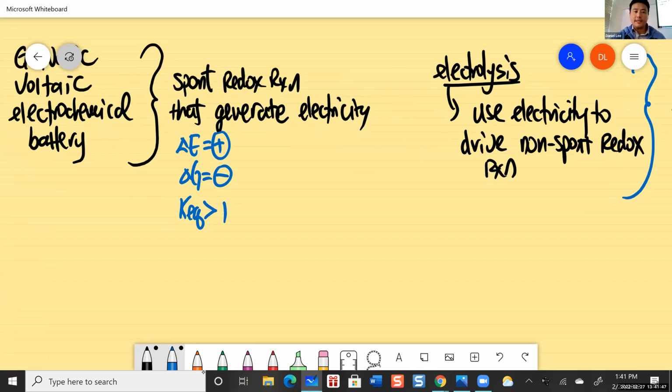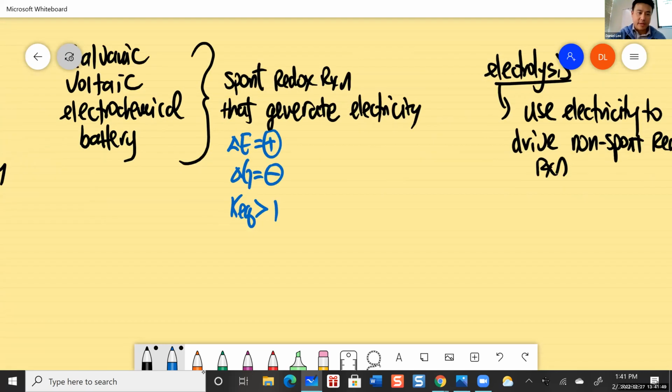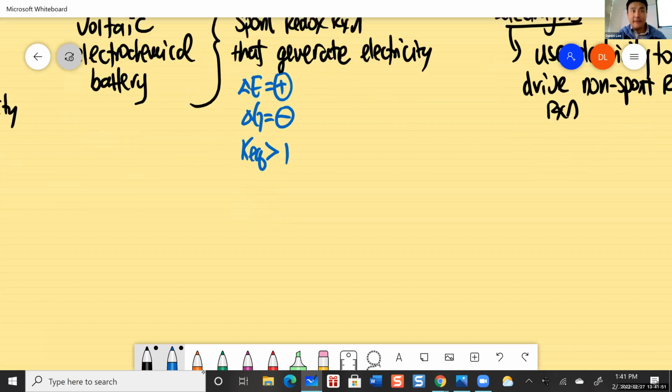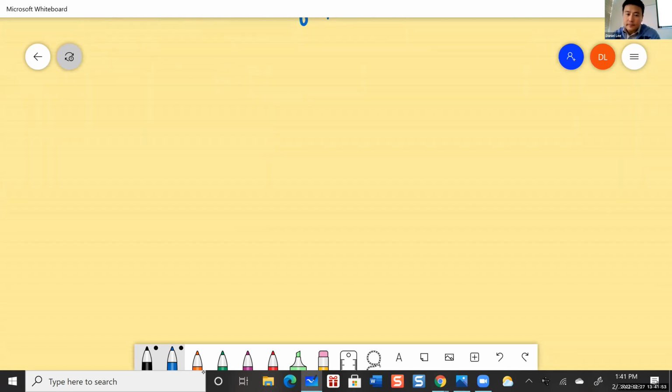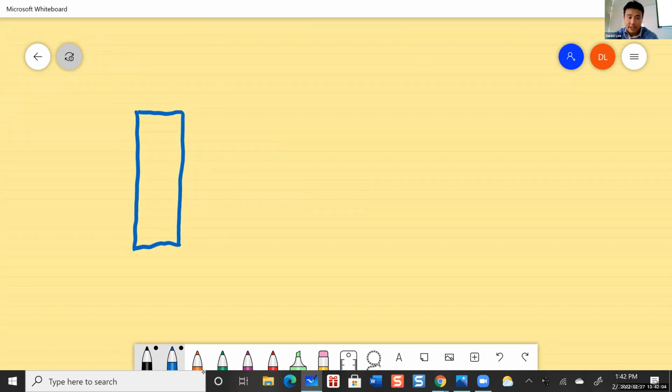So we have to look at the setup for both of these cells. Cells are basically a redox reaction. So let's begin with the galvanic one. Here's the setup. You will have an anode. An anode is a location where oxidation will take place. You also have a cathode, where reduction takes place. So anode is oxidation, cathode is reduction.